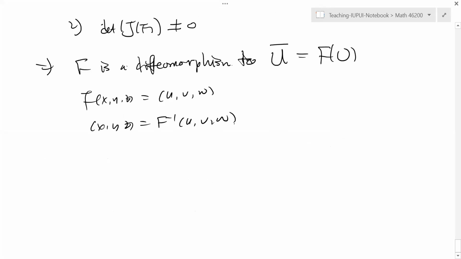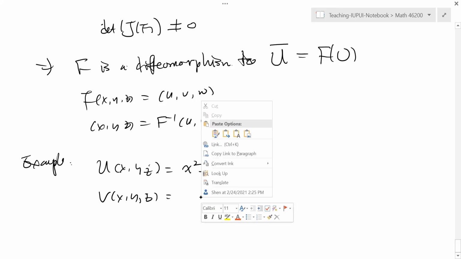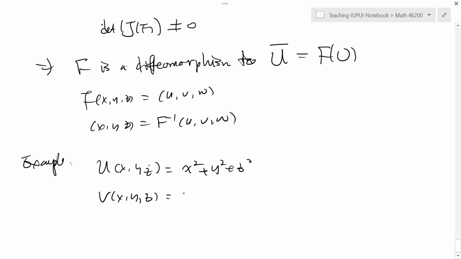All right, so that's what we have here. We hope that in some examples we can find u, v, w. So I'm going to consider three examples. u of x, y, z is going to be x squared plus y squared plus z squared. v of x, y, z is going to be x squared plus y squared minus z squared.